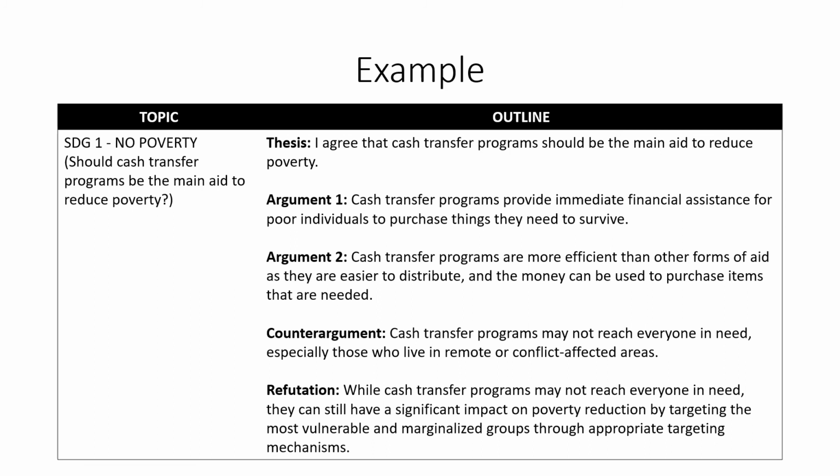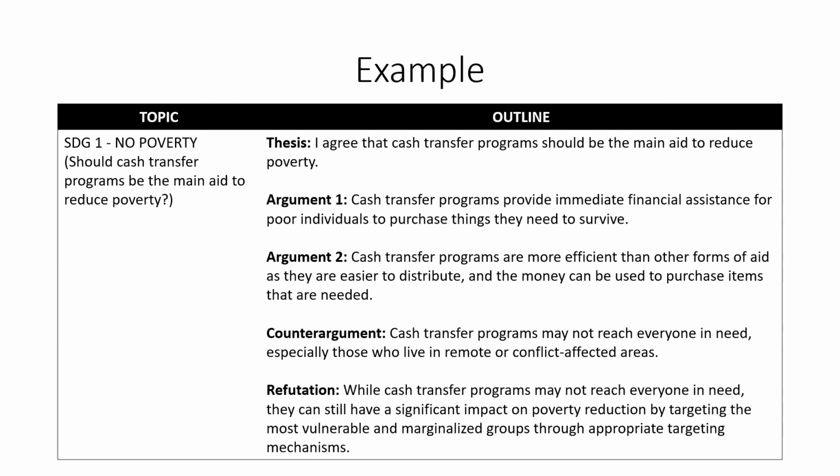Okay, the outline here, I would like to focus on these five items. Okay, thesis, argument 1, argument 2, counter argument, and refutation. Okay, the thesis here, you write whether you agree or disagree with this question. Okay, in this case, I give an example, I agree that cash transfer programs should be the main aid to reduce poverty. So what are the arguments that make you agree with that statement?